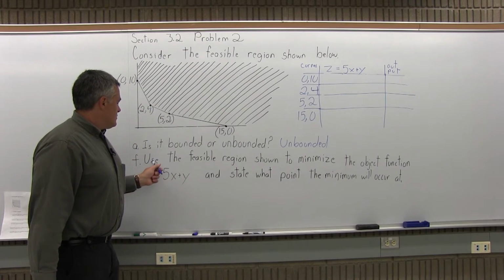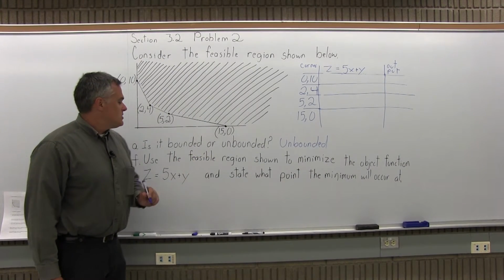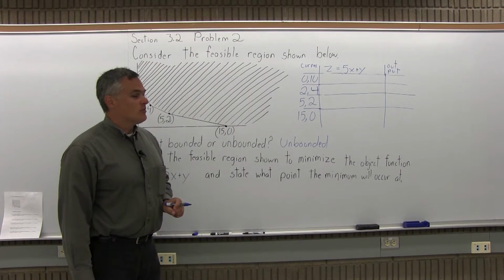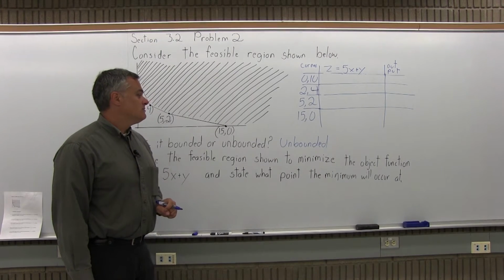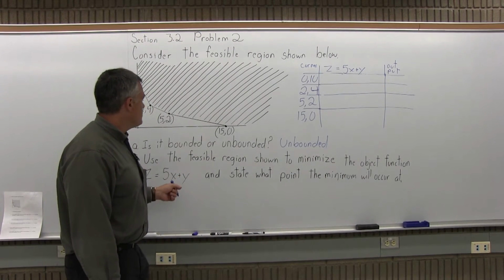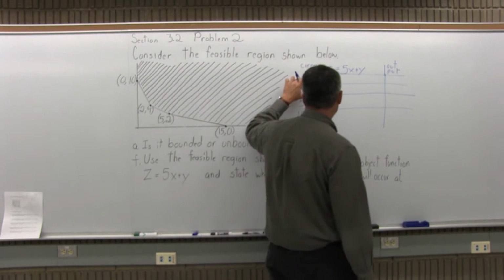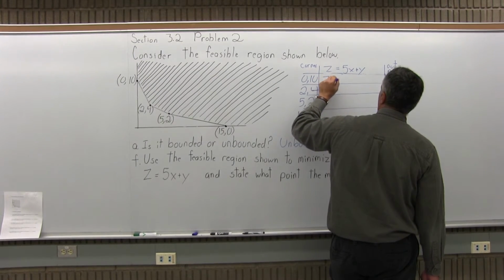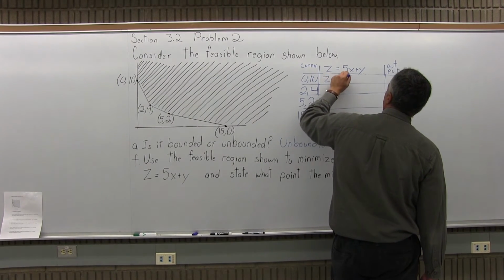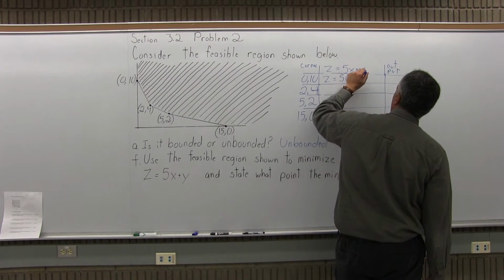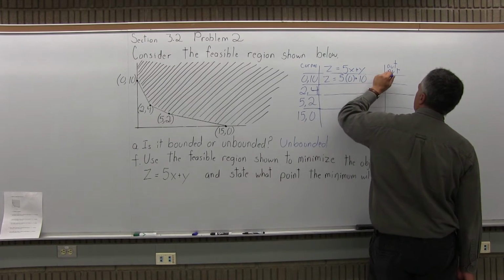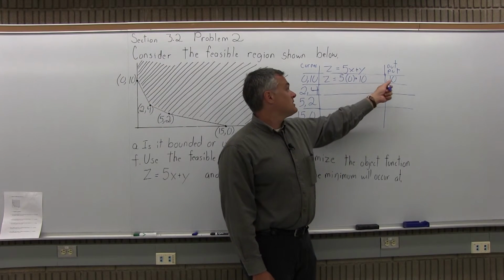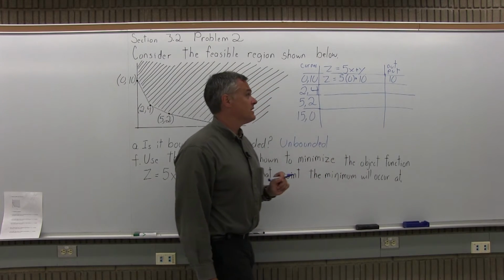Part F asks you to use the feasible region shown to minimize the object function z equals 5x plus y and state what point the minimum will occur at. So I have my chart ready to go now. And I'm going to put the first corner point of 0, 10 into the object function z equals 5x plus y. And it will be z equals 5x becomes 5 times 0 plus y is plus 10. So 5 times 0 is 0. And then 0 plus 10 is 10. The output from the first corner point is 10.